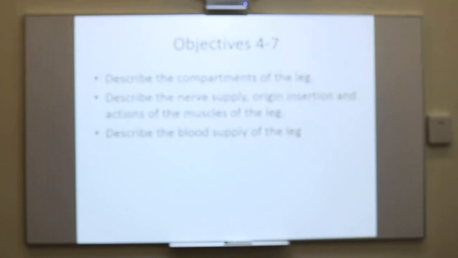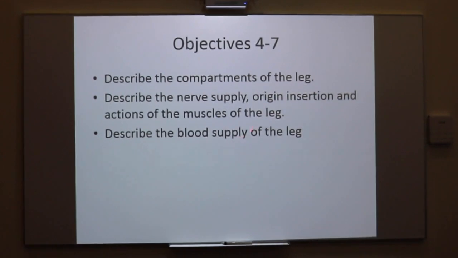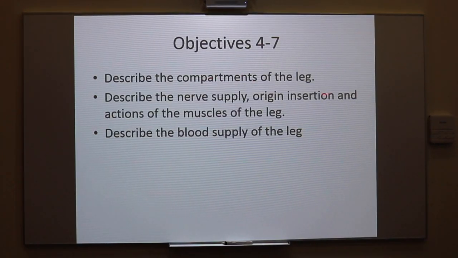Let's go to the objectives again. Okay, so the next bit of objectives which we are going to talk about is the compartments of the leg. We will describe the nerve supply, origin, insertion, and actions of the muscles of the leg, and we would describe the blood supply of the leg. These are the major objectives which we would deal with in this section.